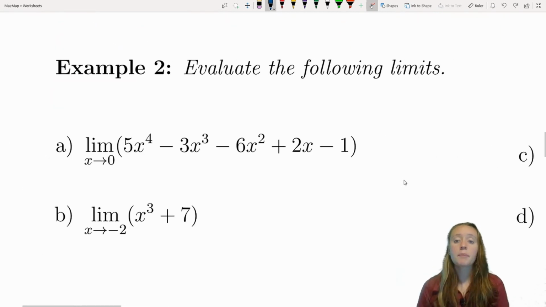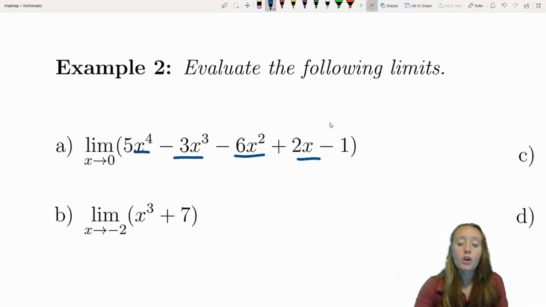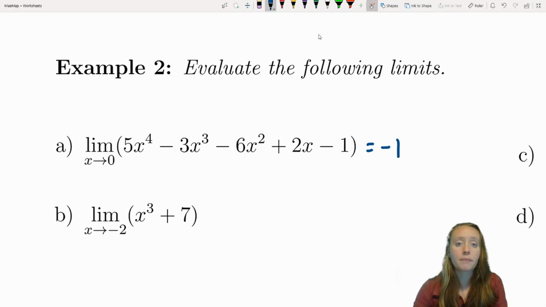So if I'm taking the limit of 5x to the 4th minus 3x cubed minus 6x squared plus 2x minus 1 as x approaches 0, what am I plugging in for x? I'm plugging in 0. So if I plug in 0, all of these terms containing x, when I plug in 0 for x, go away. So I'm left with just a -1. So my limit is -1.